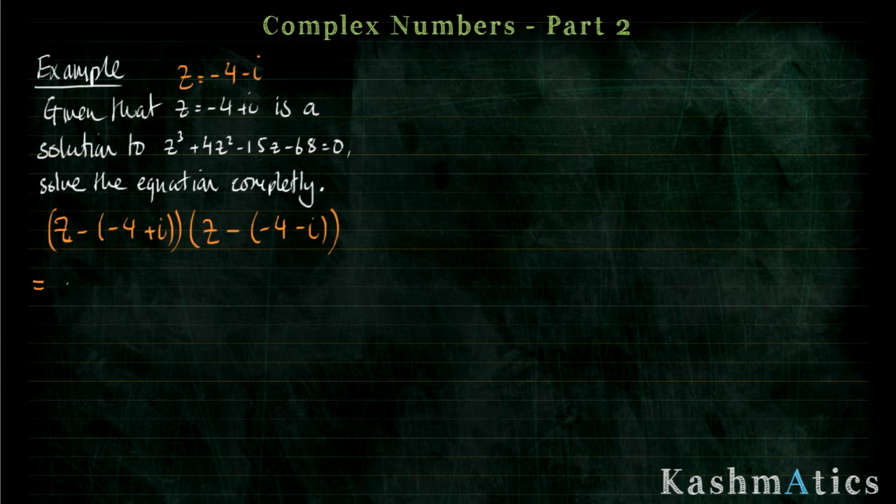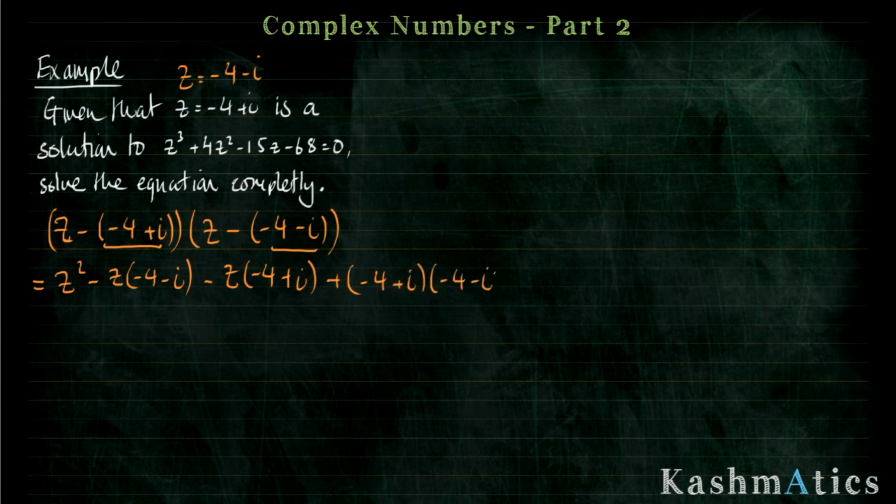So z times z gives me z squared. And then I've got z multiplied by this term over here, so minus brackets minus 4 minus i. So that would be minus z times minus 4 minus i. Then I've got minus this term multiplied by z. And then I've got plus this term over here multiplied by this term over here, so minus 4 add i and minus 4 take away i. Be really careful with this because you can easily muddle up the signs, especially with the complex numbers.